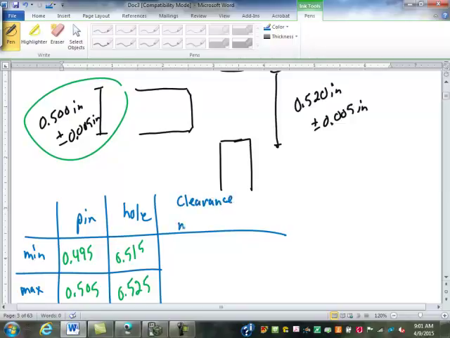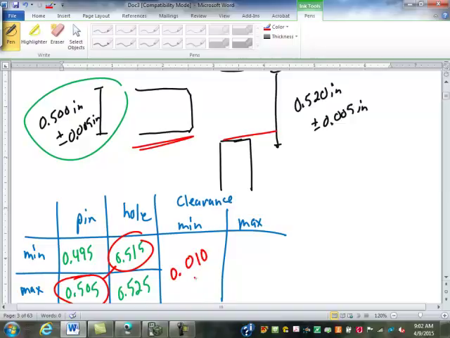So over here we're going to talk about our minimum clearance and our maximum clearance. Minimum clearance is when the pin is big and the hole is small. What's the difference between those? 0.010, 10 thousandths of an inch. That's the minimum clearance. Maximum clearance is when the pin is small and the hole is big. What's the maximum clearance there? 0.030. 30 thousandths is actually starting to get a little bit sloppy. So even with only a 5 thousandths tolerance, it's what we call a tolerance buildup, where one is at the small end of the tolerance, one's at the large end, and they end up making things a bit sloppy.